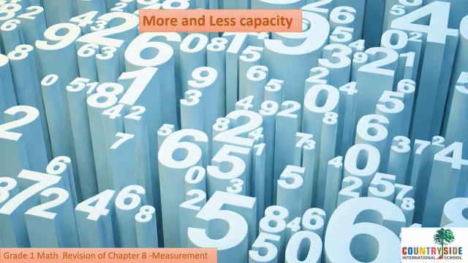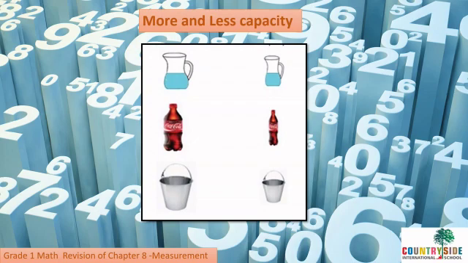These are some examples. This big jug holds more amount of water. It means it has more capacity. And this small jug holds less amount of water. It means it has less capacity. Similarly, this big bottle has more capacity and this small bottle has less capacity. This small bucket has less capacity and this big bucket holds more water, so it has more capacity.